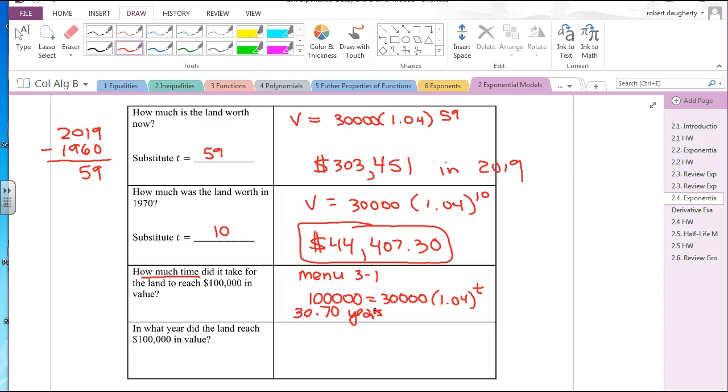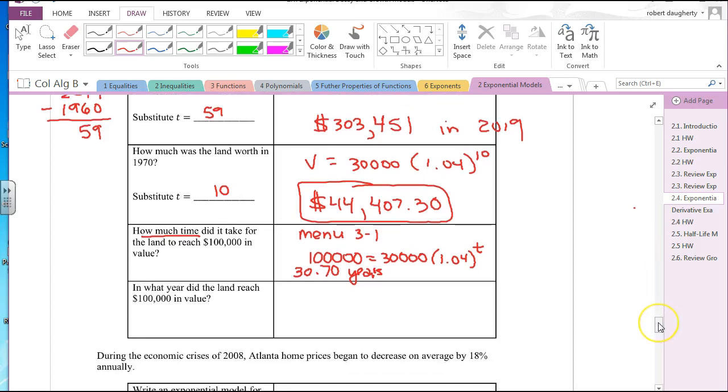Okay. If the question had been in what year, how does that change? This is what year? Come on, guys. What is this year? 30 years from 1960 is 1990. Okay. In what year? That is 1990, because it's 1960 plus 30.7. That's 1990.7. So that is the year 1990.